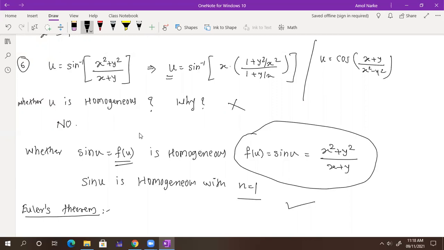So right now it is not homogeneous. So you can find cos inverse of u, which is nothing but f of u, which is nothing but x plus y divided by x square minus y square. So it is homogeneous with n equal to -1. That's it. Got it? Okay sir. Nothing to do with the even function or odd function, nothing like that. Got it, everyone?